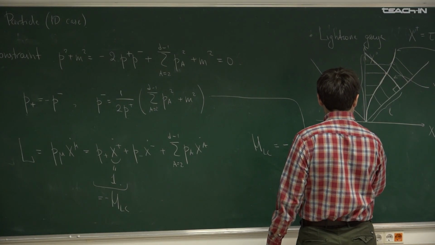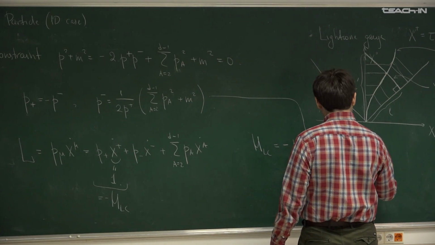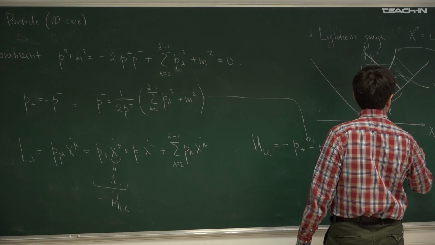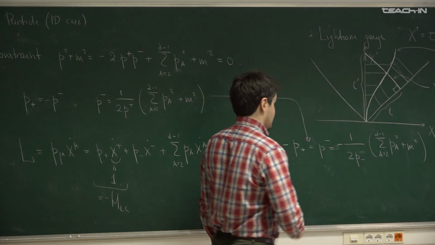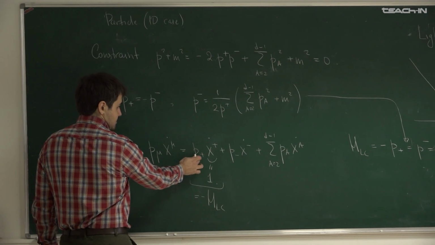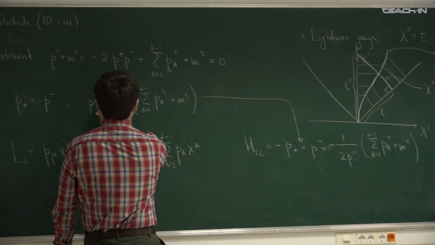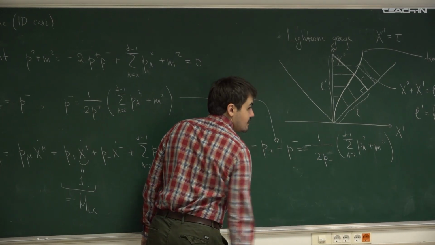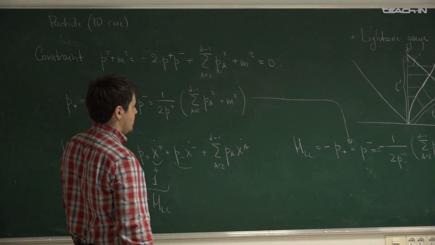Maybe I'll write minus 2 p minus times... okay. So this is minus the Hamiltonian. So minus the Hamiltonian. So the Hamiltonian is minus p plus lower plus, which is p minus, and p minus is this. And then I re-express this p plus as minus p minus. Why do I do that? Because p minus is one of my remaining variables. Okay, I want to go back to the canonical variables.